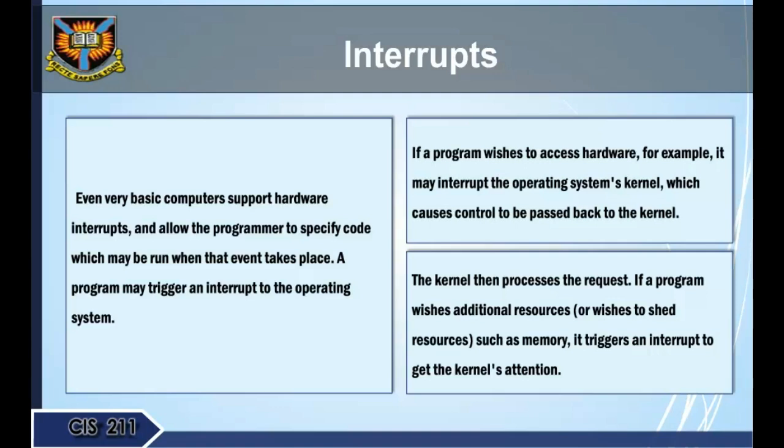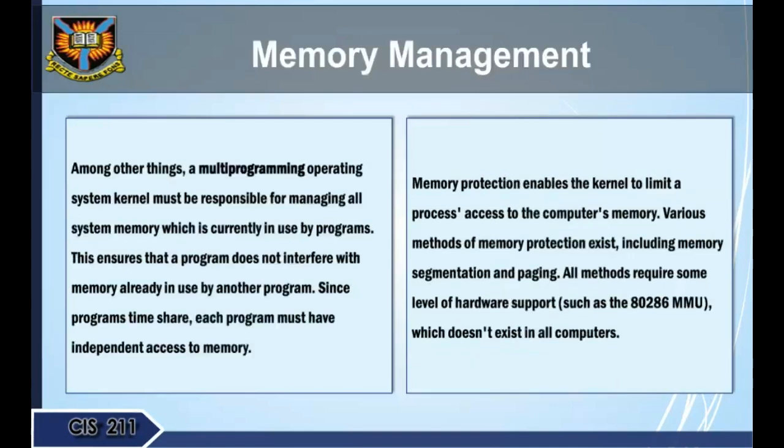If a program wishes to access hardware, for example, it may interrupt the operating system's kernel, which causes control to be passed back to the kernel. The kernel then processes the request. If a program wishes additional resources or wishes to share resources such as memory, it triggers an interrupt to get the kernel's attention.